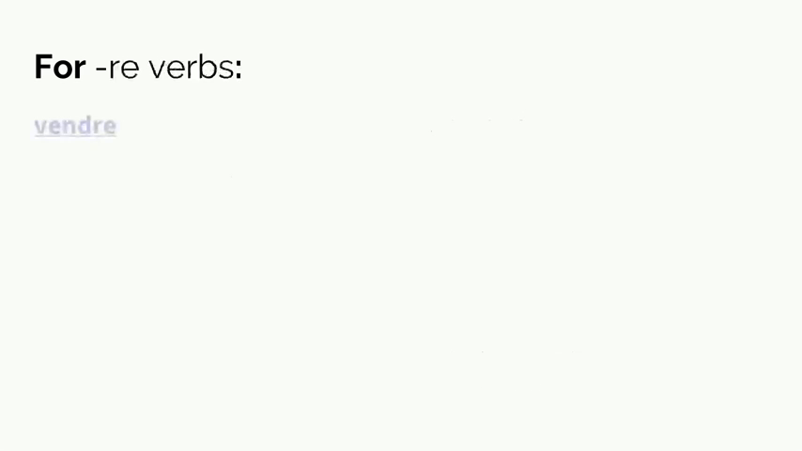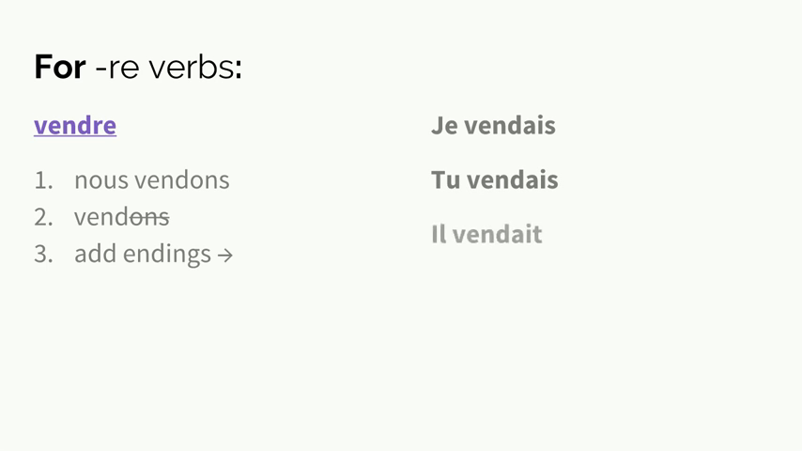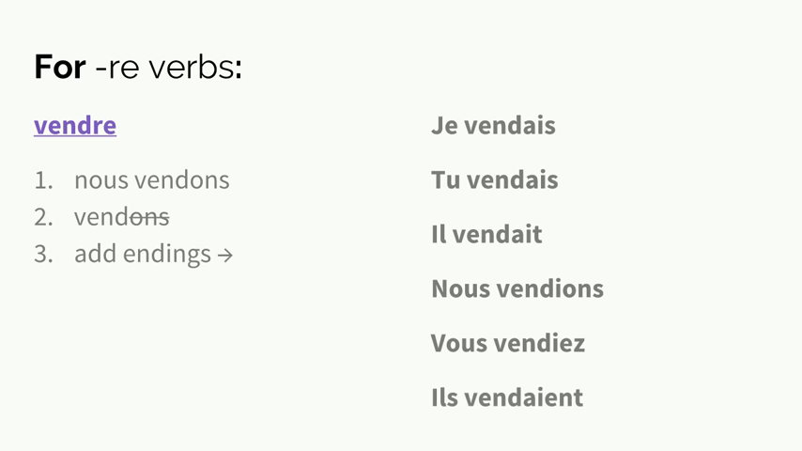And for RE verbs, par exemple, vendre, step 1, find the nous form: nous vendons. 2, take off the ons and find your stem, vend, and then add your endings. Je vendais, I used to sell. Tu vendais, you would sell. Il vendait, he was selling. Nous vendions, vous vendiez, ils vendaient.